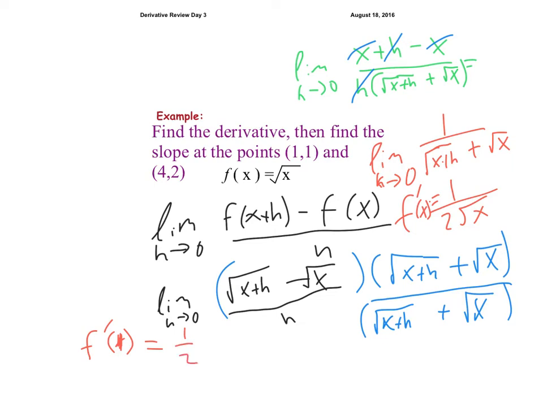Find the derivative, then find the slope at the point 1, 1, and 4, 2. Sorry, I didn't see that one. So the slope at x equals 4 will be 1 over 2 times 2, which is 1/4. Alrighty, and that's how you do this problem.